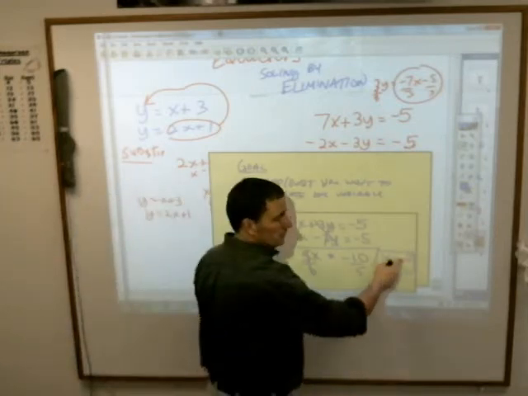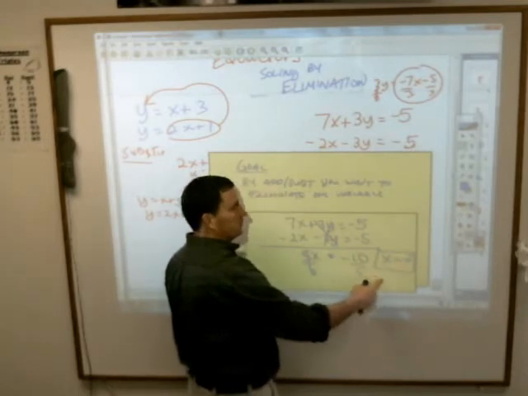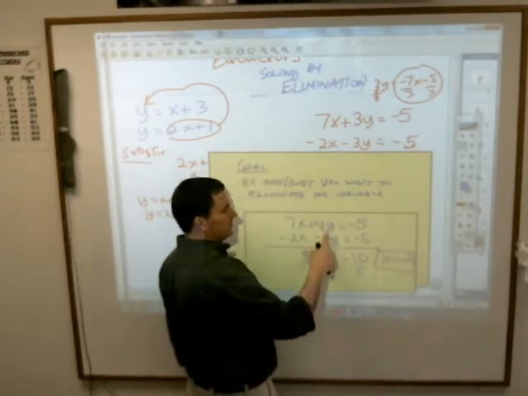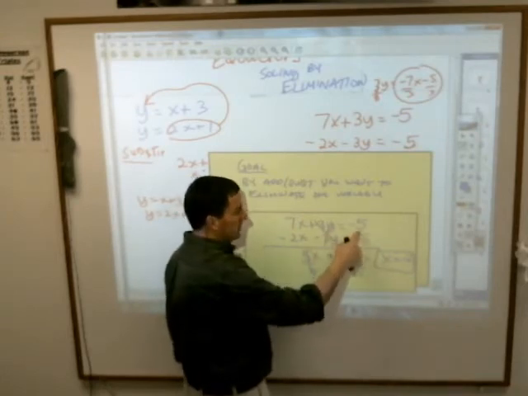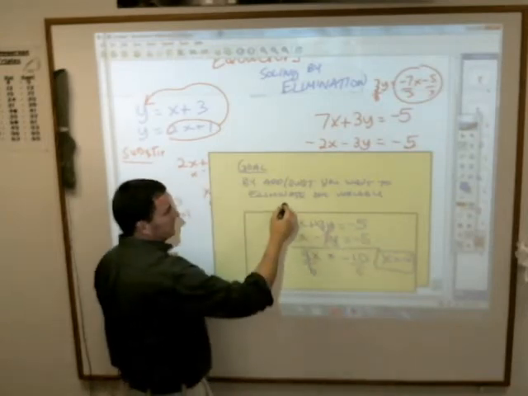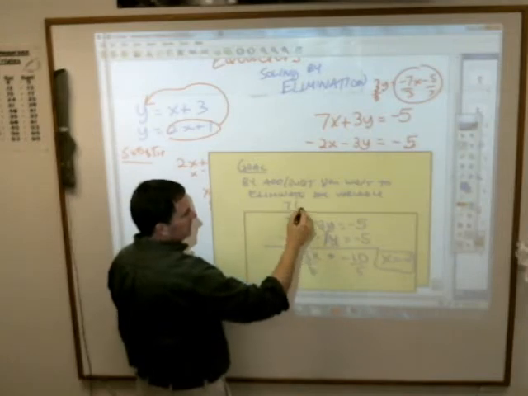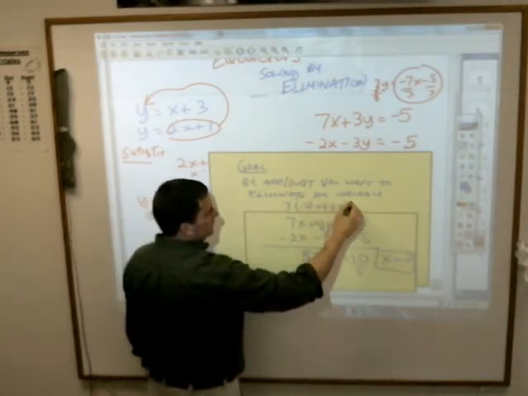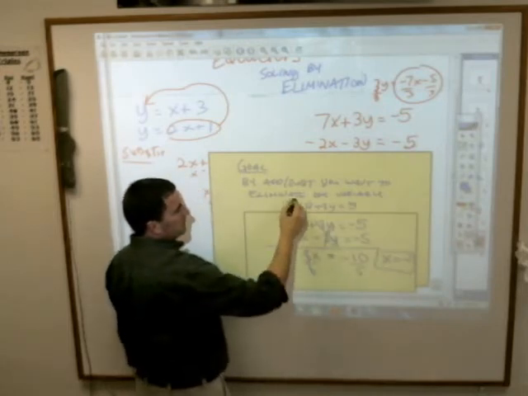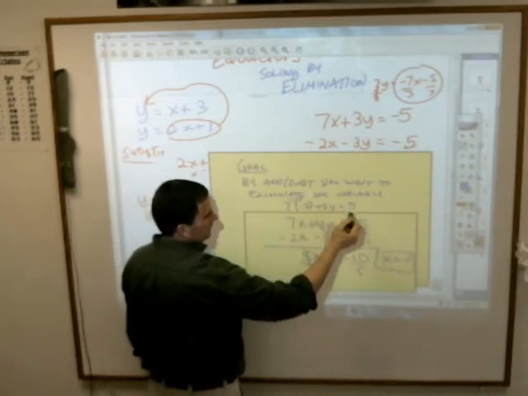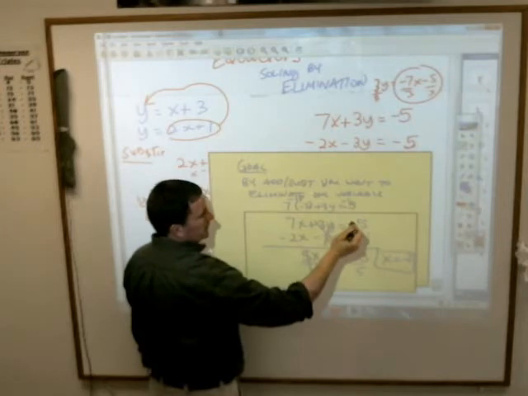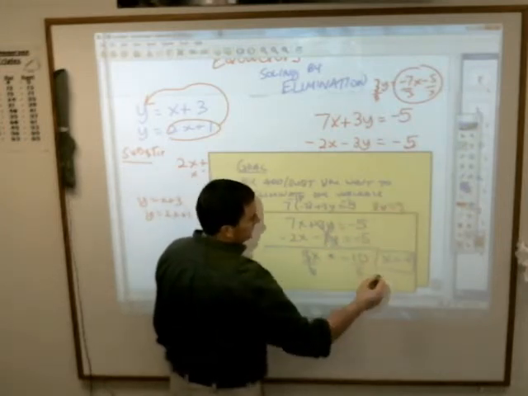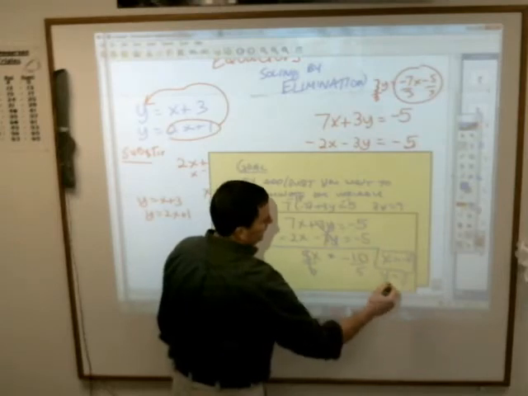You still have to, though, here comes the hard part, they get a little more tough to do. You still have to plug this negative 2 in for x over here somewhere to see what y is. So you're going to have to take 7 times negative 2 plus 3y equals 5. So you get negative 14. Add 14 to this, you end up with, I believe, 9. 3y equals 9, so y is going to equal 3.